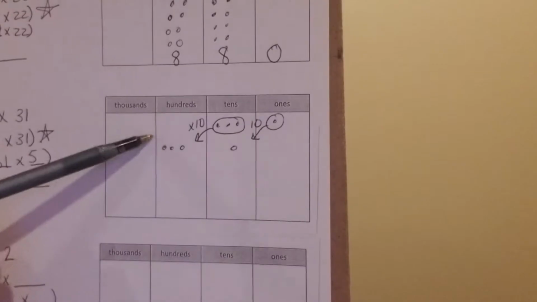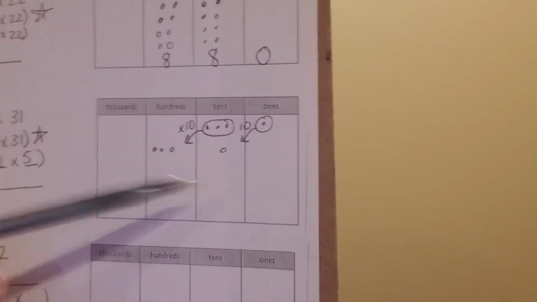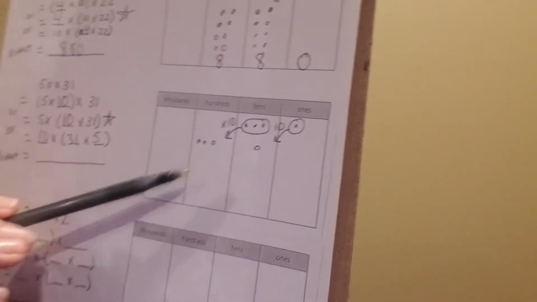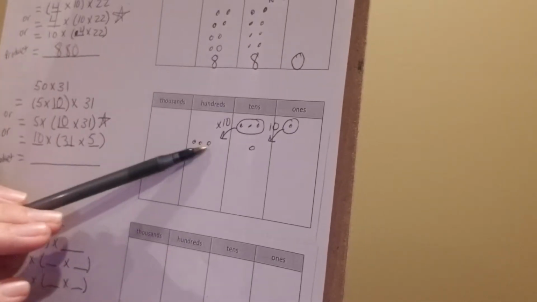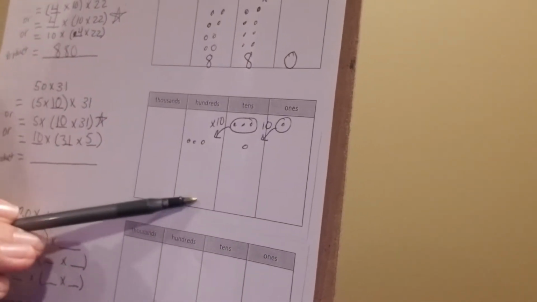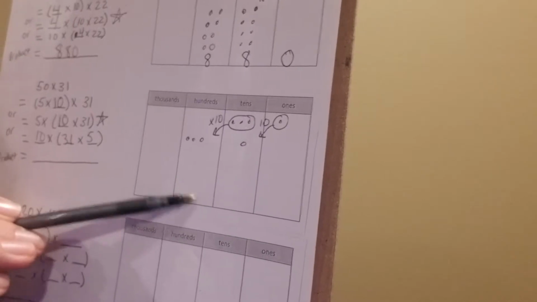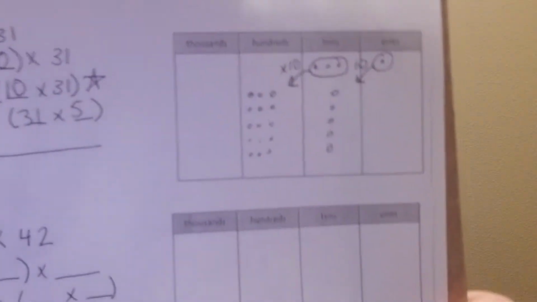Okay, so I need 5 groups of whatever I have. I need 5 groups of 3, 5 groups of 1. I want you to write it, count them up, and write the number at the bottom, how many you have. Okay, check it with mine. Go quickly. Check to see if yours looks like mine.